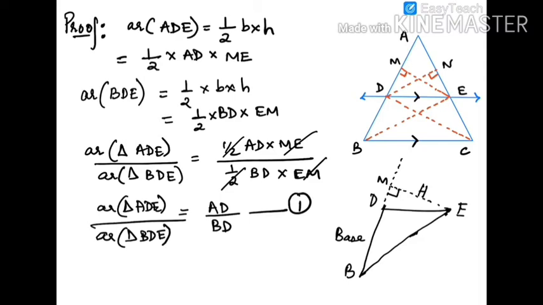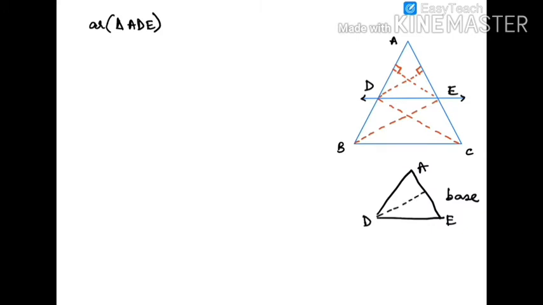Mark this result as 1. The next step is to find the area of triangle ADE again. But this time we are going to take AE as the base. So we will consider height DN. So height DN will be the corresponding height to this base.